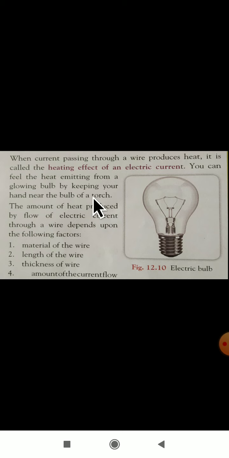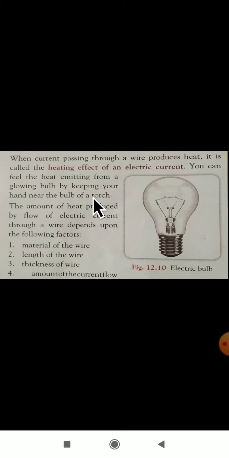The amount of heat produced by an electric current through a wire depends upon the following factors. What are the factors here? We will see them one by one: material of the wire, length of the wire, thickness of the wire, and amount of the current flow. These are the factors that determine the amount of heat produced by a flow of electric current through a wire.